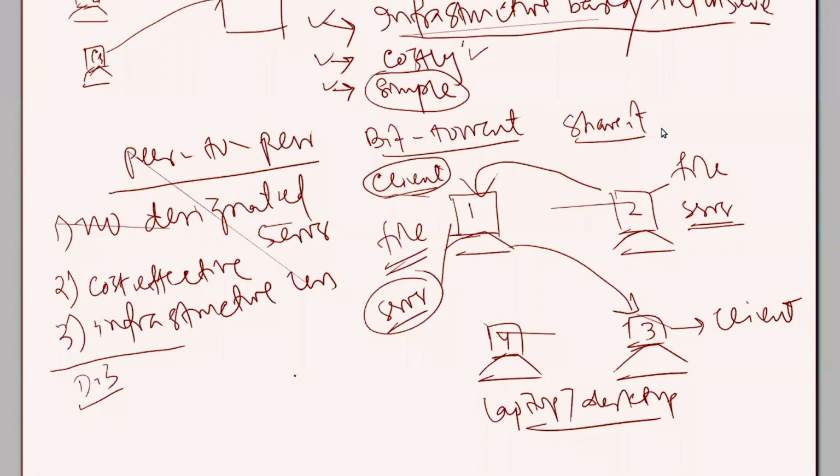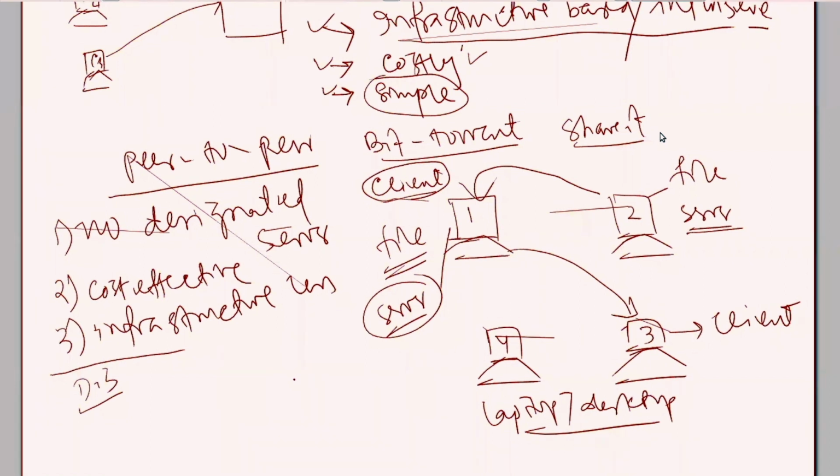But the most important advantage as far as peer-to-peer communication is concerned is that it is very, very less costly. The cost of communication is very, very less. That is the most important advantage. So that's why we are using peer-to-peer. Peer-to-peer has the advantage that the cost of communication is less.